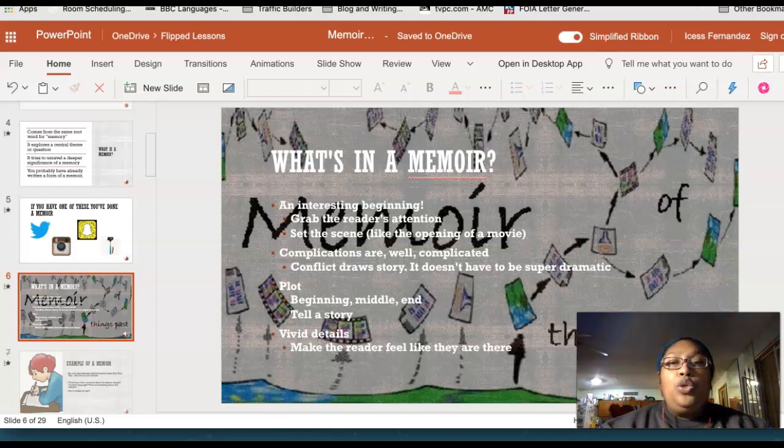In addition to setting the scene, you have to know that because you're telling a story, it has a plot. And that means that there's a beginning, middle, and end to your story. And you also want to make it vivid. Details are everything. Think of your five senses. What can you see, hear, taste, feel, and smell? Add those senses in there and make it come alive.